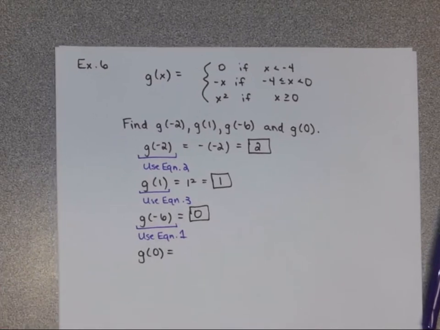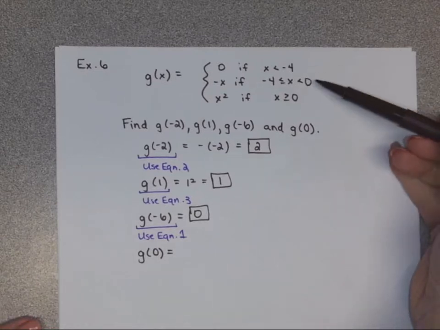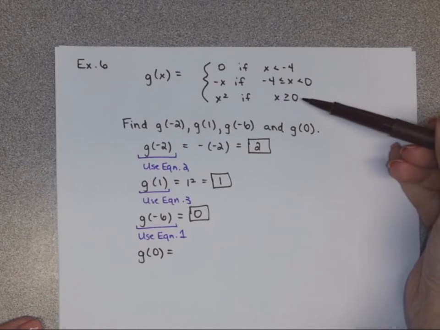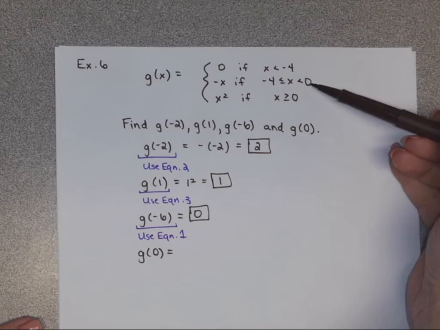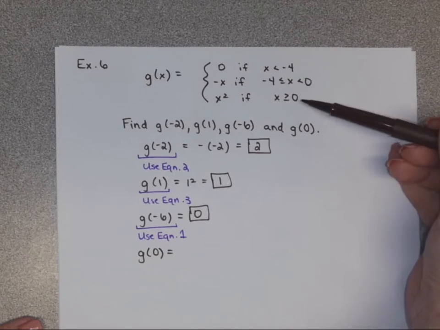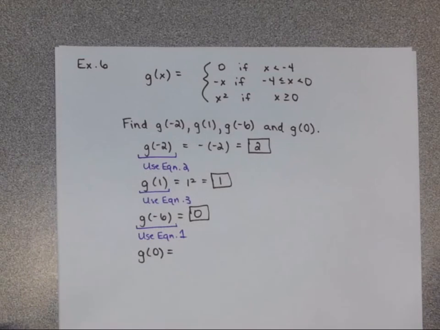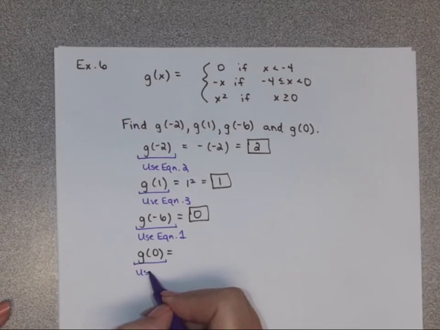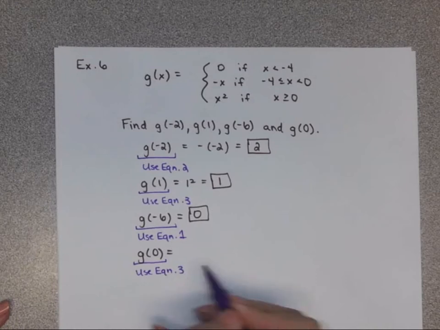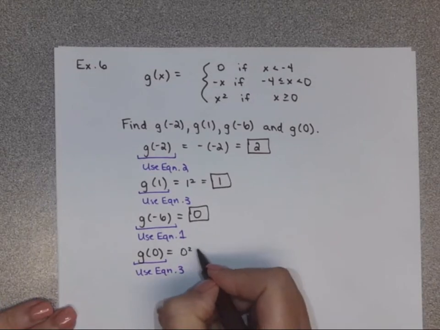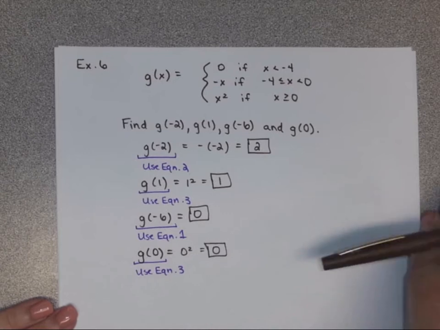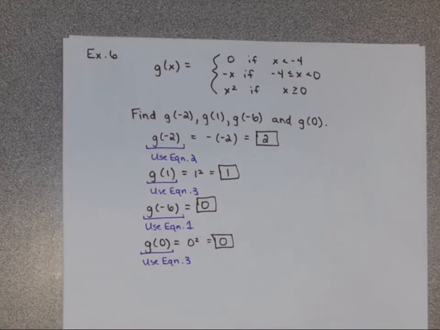Okay, and then what about g of 0? This is one where you have to pay attention, right? Which one of these includes 0 and which one doesn't? This one's just less than, so it doesn't include 0, but this one is including 0, so we'll use equation 3. Note that if we square 0, we're still going to have 0, right? Okay, so all of these are just the y values we get with these various x values, and again, you just have to make that choice on which equation to use at the beginning.